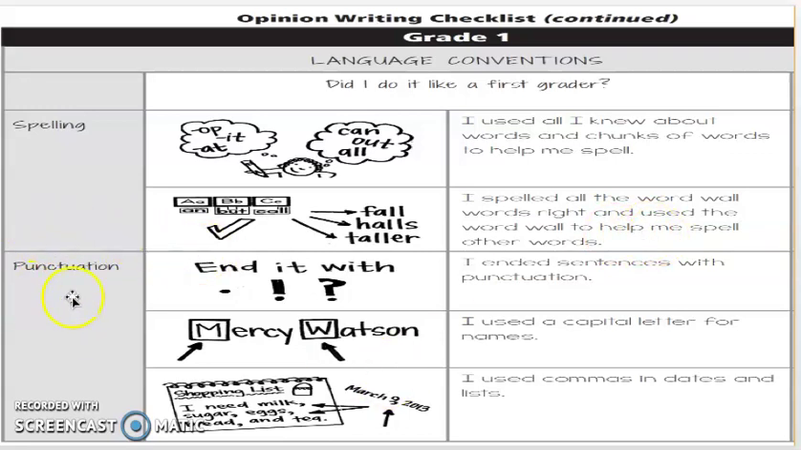And you want to always make sure you're editing and checking your punctuation. So this is all your different punctuation marks you can use. You can use a period, an exclamation point, a question mark, and you want to make sure each sentence ends with punctuation. You want to use a capital letter for names, and you also want to use commas in dates and lists.